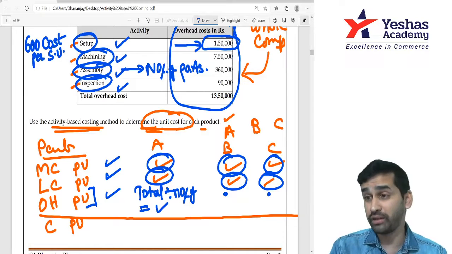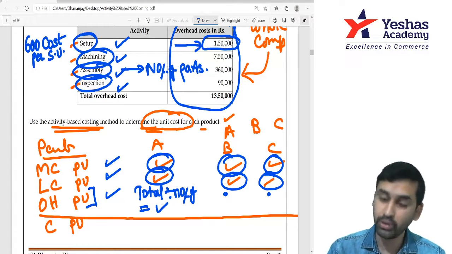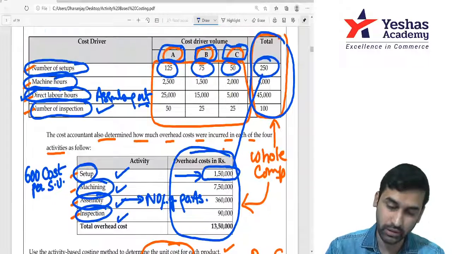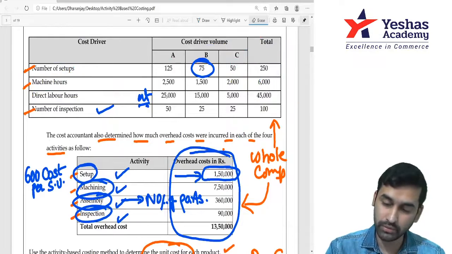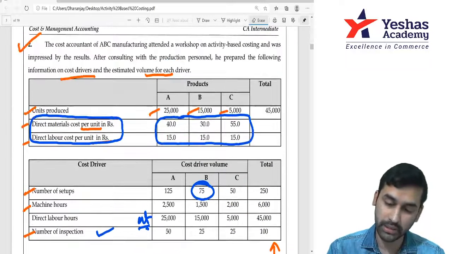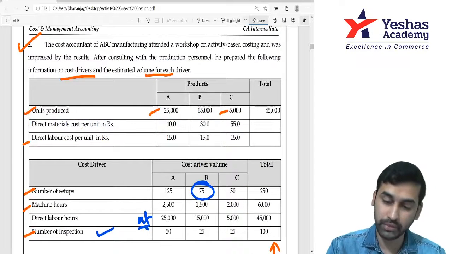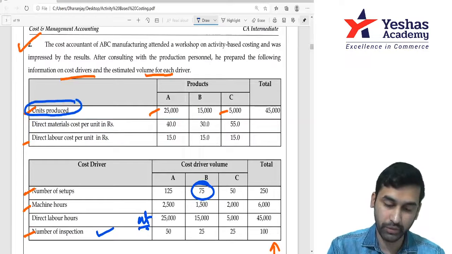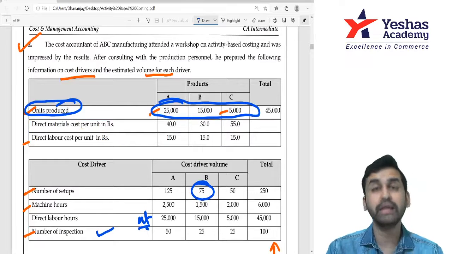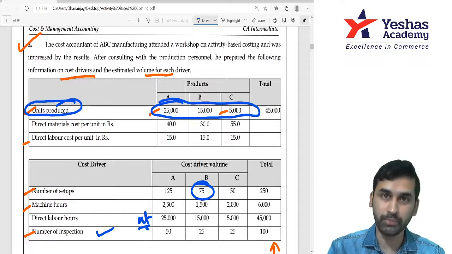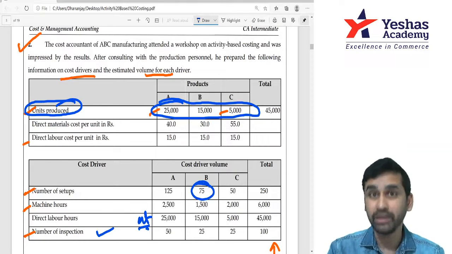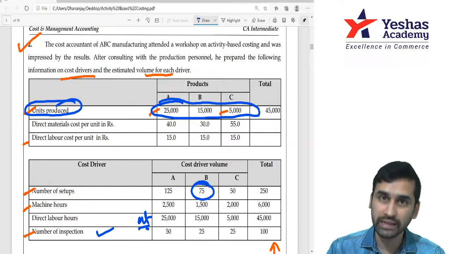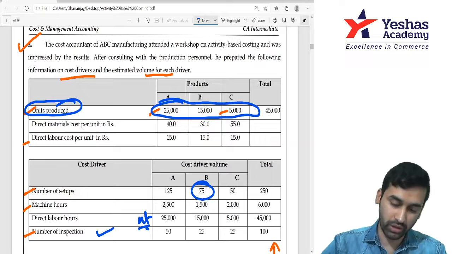Correct, sir. Sir, for that they should give me the number of units of A. No, correct. That is also given in the question. Read the very first table, not this, the first table. Yes, here. The very first information in the table itself is the number of units produced. If you read the question properly, half of the solution is done there itself. Most of the students don't read the question.